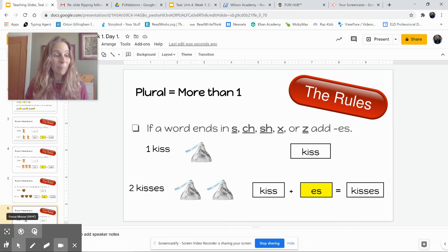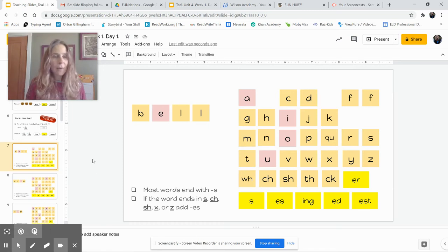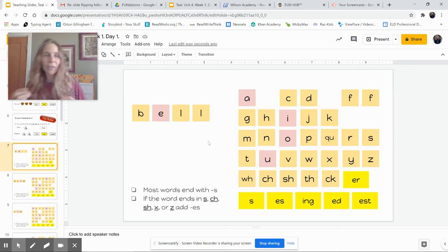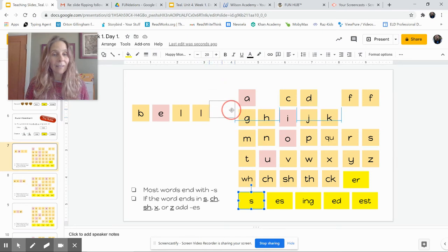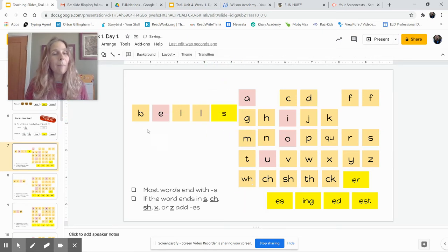Great. Let's move on. Okay, so now I've got a word here that I've built. My word is bell. If you notice, there's a bonus letter because I have a short vowel and an O sound. Now let me see. I need to turn this into bells because I have more than one bell. So most words end with S. If it ends with S, CH, SH, X, or Z, add ES. It doesn't end with any of those, so I'm going to add my S suffix. So my word is now bells.